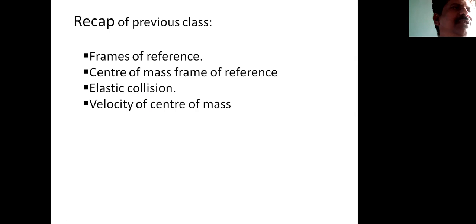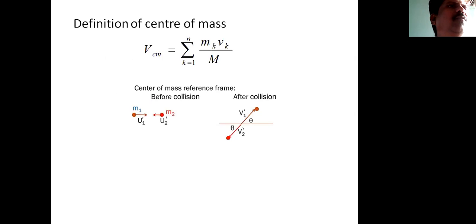A collision process is said to be elastic if the kinetic energy is conserved. Then what is the velocity of center of mass? These things were already explained in my first class.